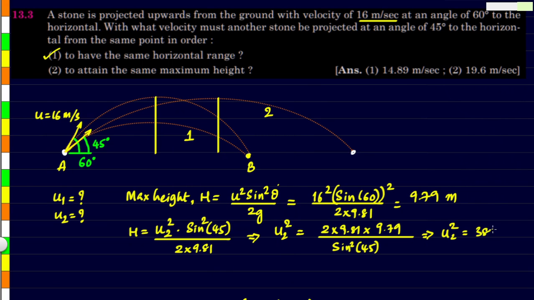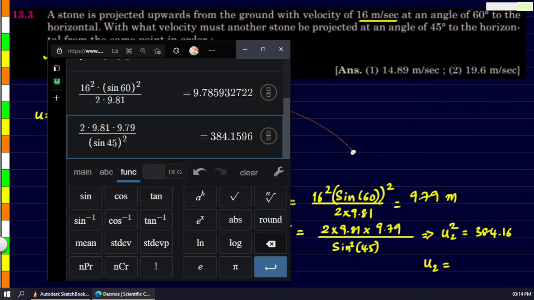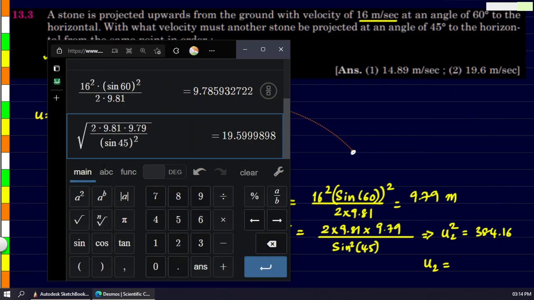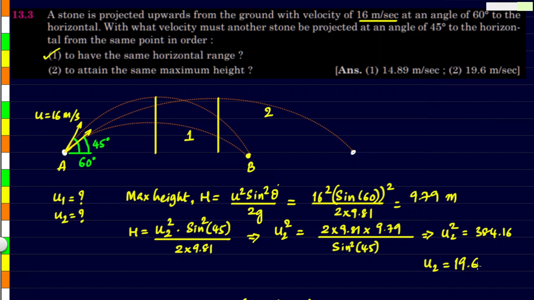If we take the square root, that's when we will get the value of u2. So let's take the square root of this. Doing that will give us the value of u2 as 19.6, of course this is in meters per second.